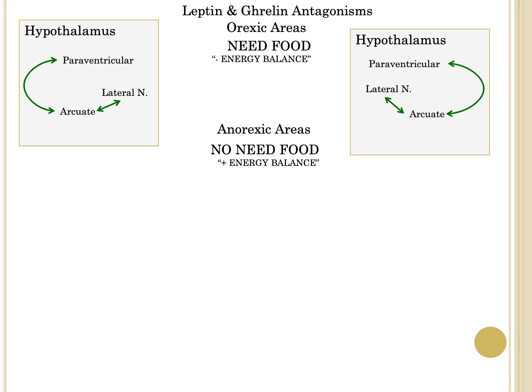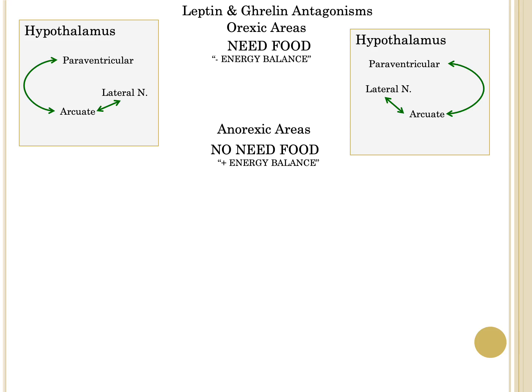So let's take a look at how ghrelin and leptin are going to go about causing the orexic responses, the need for food, and the anorexic response, the need for no food. Now, this change of orexia and anorexia will also change downstream hormonal secretions that are going to modulate overall energy balance. Leptin and ghrelin are the hormones that regulate basal metabolic rate.